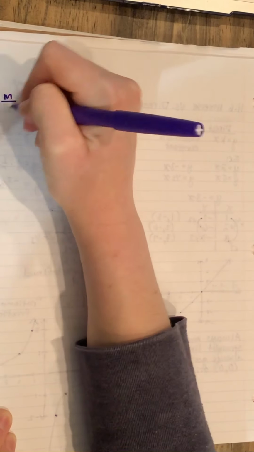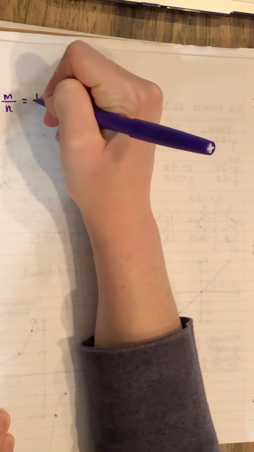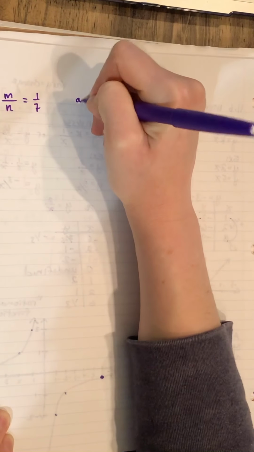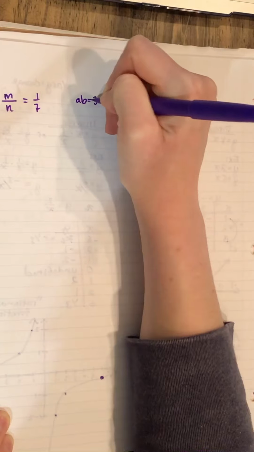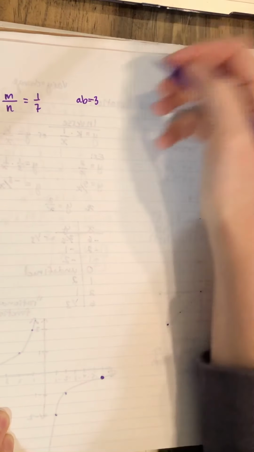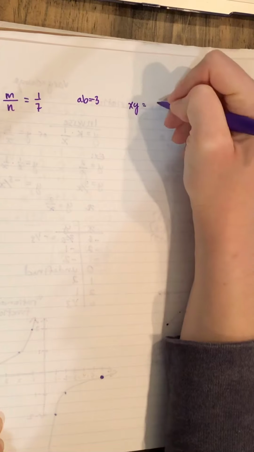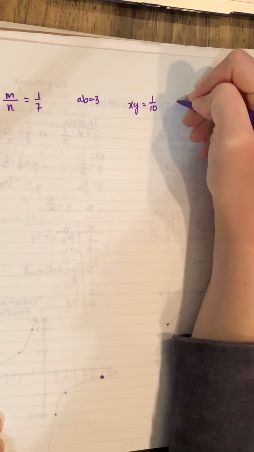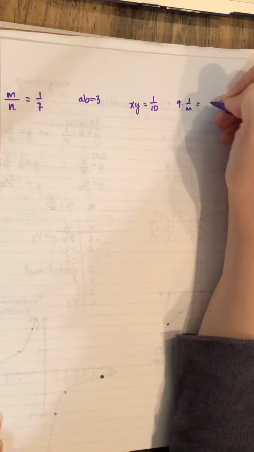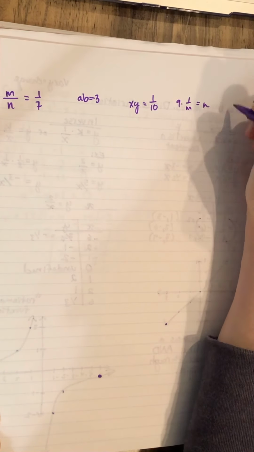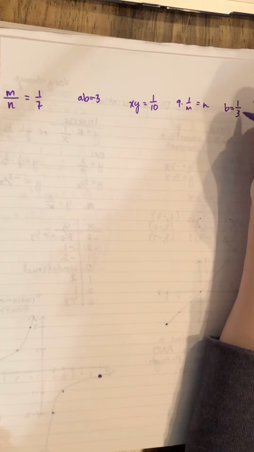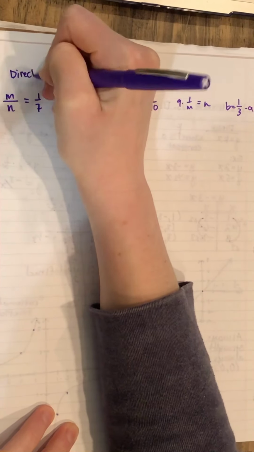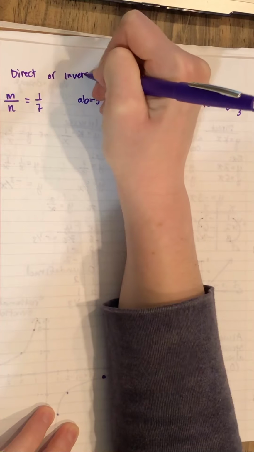So, for example, 1/7. Go ahead and copy these with me. -3, xy equals 1/10. 9 times 1/m equals n, and b equals 1/3 minus a. So I'll do the first two with you. So you might get asked, are these direct or inverse?